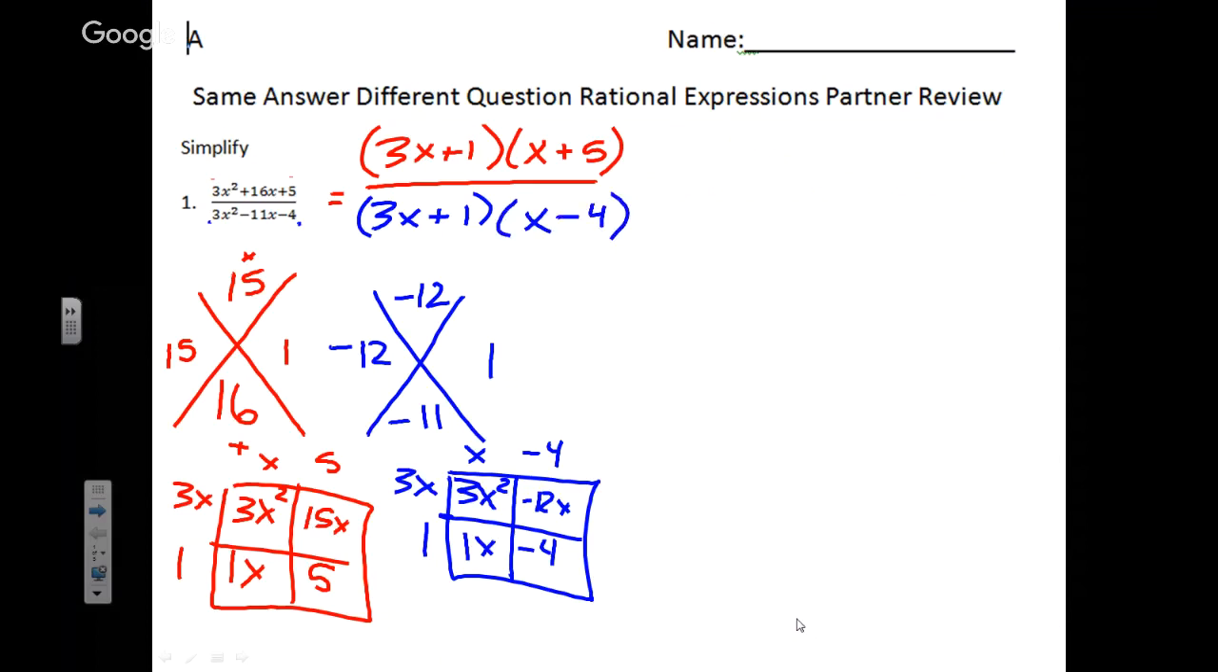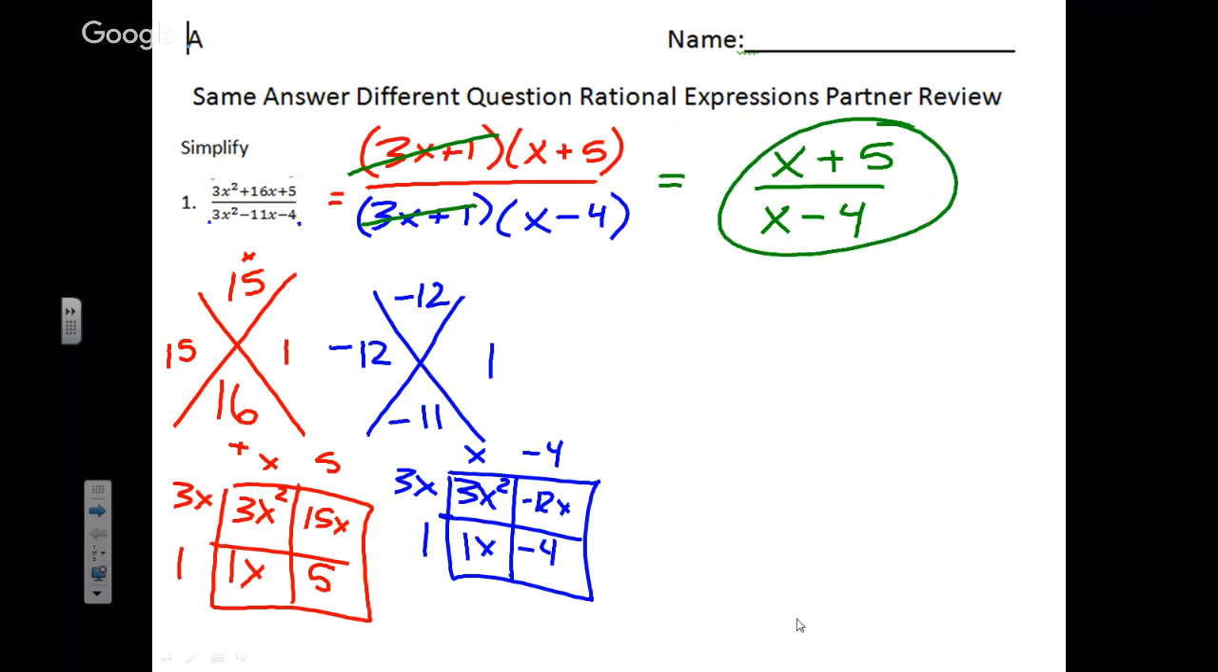Okay. And then once I have them in factored form, all I've got to do is, if there's one on the top and one on the bottom that match, I cancel it out. And so this is what we're left with. You do not have to have parentheses around them because there's only one thing on the top and one thing on the bottom. So that's the answer to number 1.